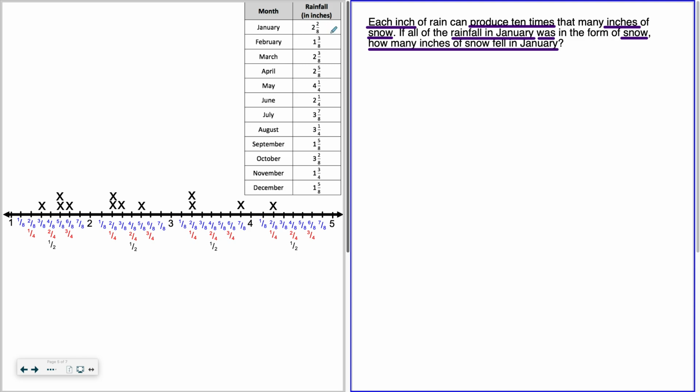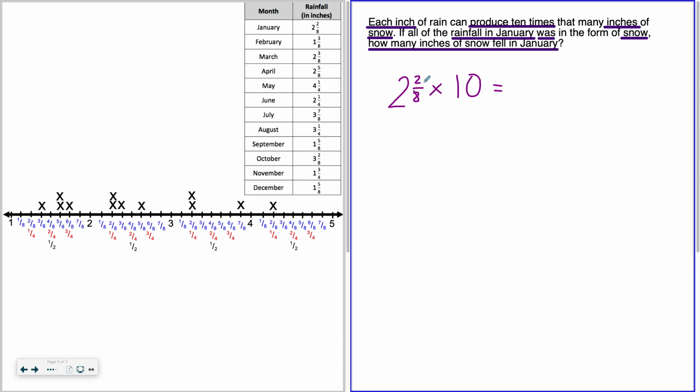So please write down your equation if you haven't already. And I hope you wrote 2 2/8 times 10, because it says 10 times. So this is the math term we're using, 10 times. I know it's literally times 10. So 2 2/8, that's January's rainfall, times 10. So go ahead and solve now. Please pause this video now, solve this, and then press play when you're ready to check your work.